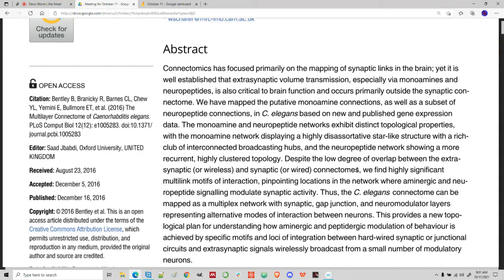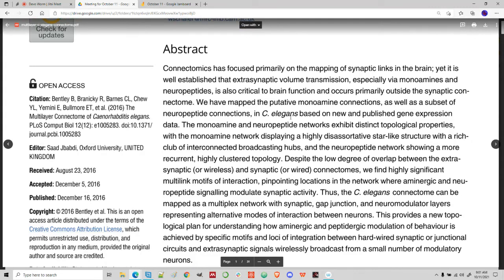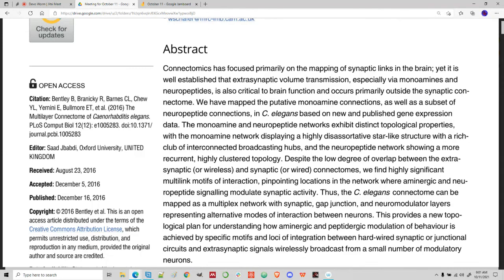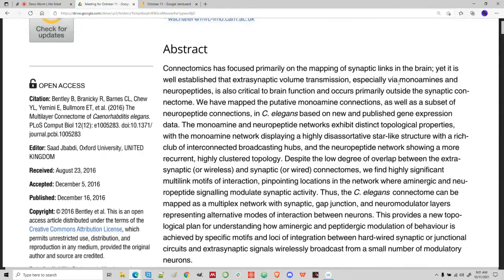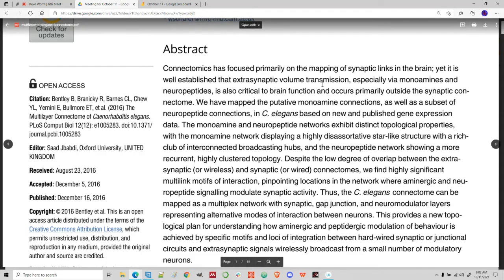Yet it is well established that extrasynaptic volume transmission, especially via monoamines and neuropeptides, so these are neurochemicals in the brain, is also critical to brain function and occurs primarily outside the synaptic connectome. We have mapped the putative monoamine connections, as well as a subset of neuropeptide connections in C. elegans, based on a new and published gene expression data set. So they're basically looking at the expression of neuropeptides, the expression of monoamines, and so this is something that occurs not within the existing synaptic connections, but actually as signaling molecules.